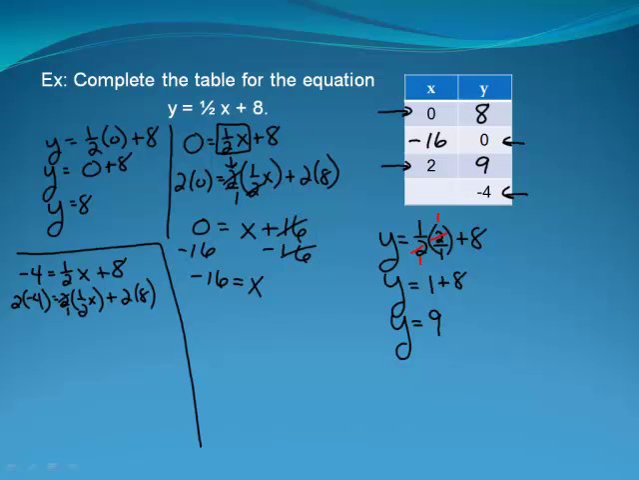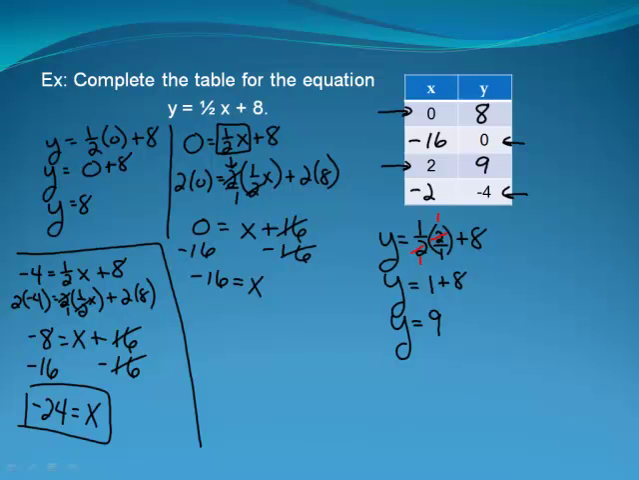As before, the 2's will cross cancel, leaving you with a bunch of 1's. So we've got 2 times negative 4 is negative 8. That's equal to 1 times x is x, plus 2 times 8 is 16. And solving for x, if we subtract 16 from both sides, we've got x is equal to negative 8 minus 16, which is negative 24. So when y is negative 4, x is negative 24.